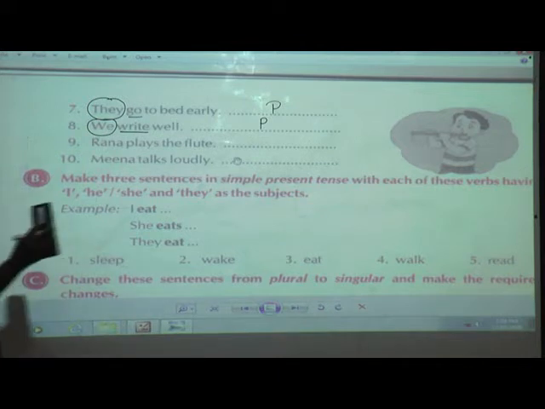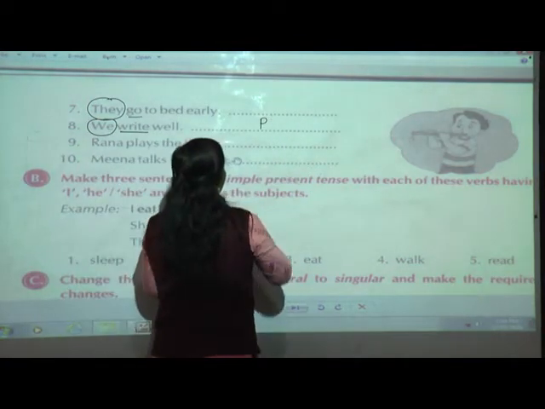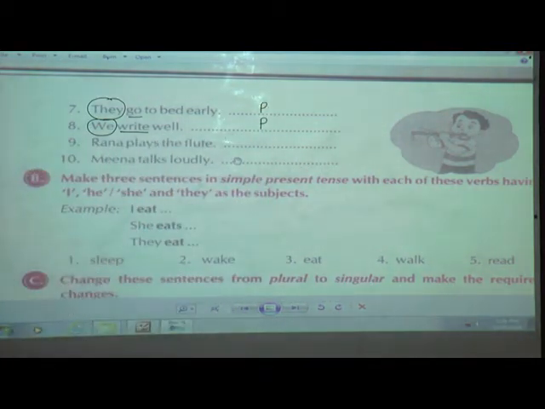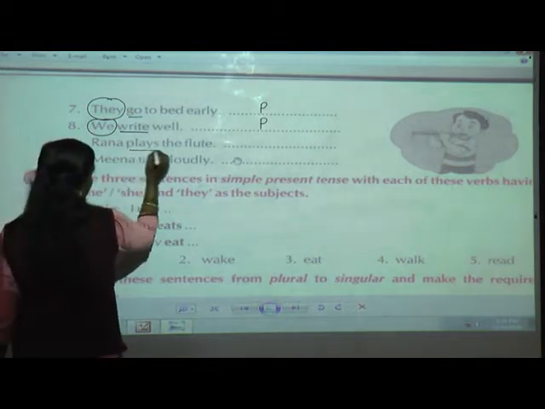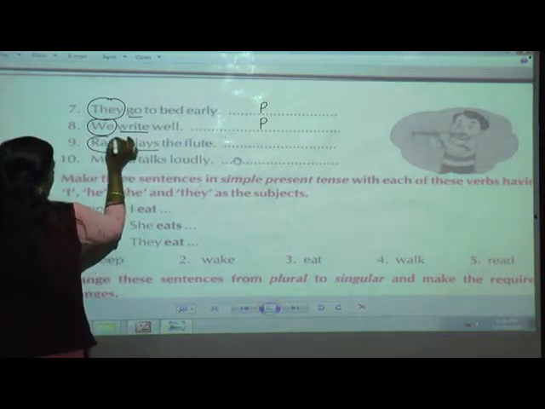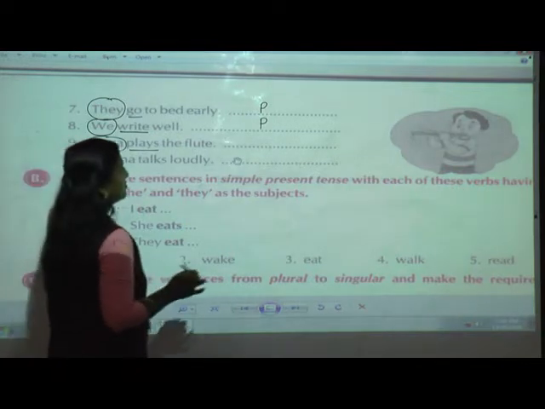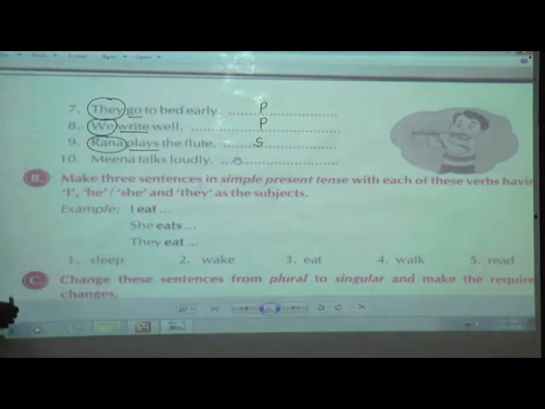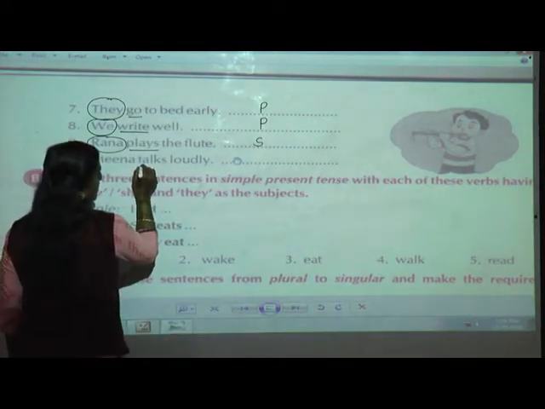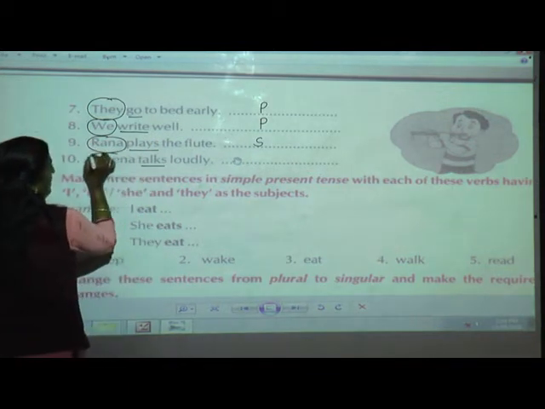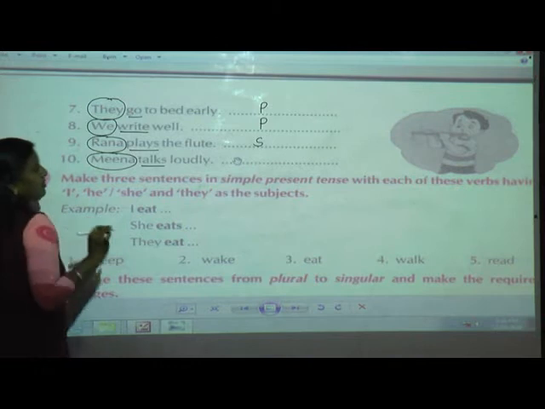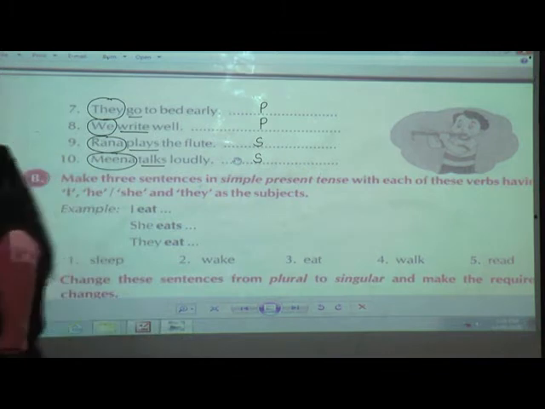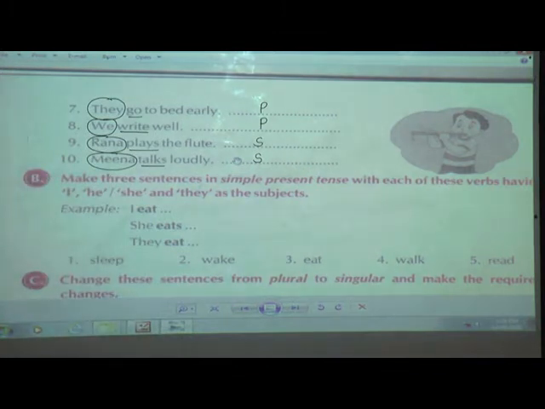Rana plays the flute. Rana plays the flute. What is the verb? Plays. What is the subject? Rana. Rana is the name of a person. So Rana is one, singular. Meena talks loudly. What is the verb? Exactly, talks. Meena is the subject. Name of a girl, one girl is there, so again it is singular. I hope that you have understood exercise A.